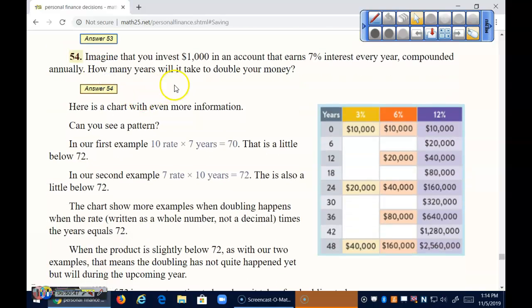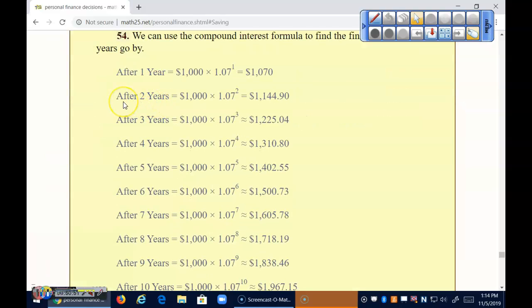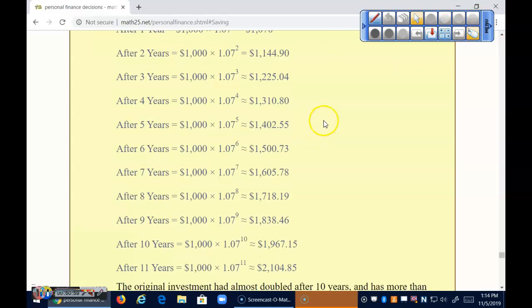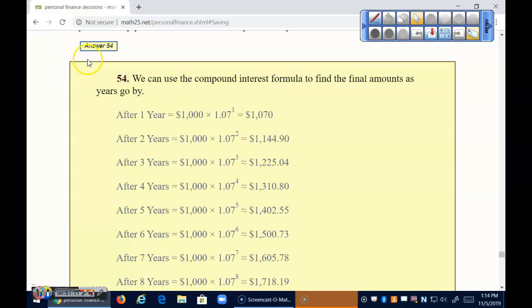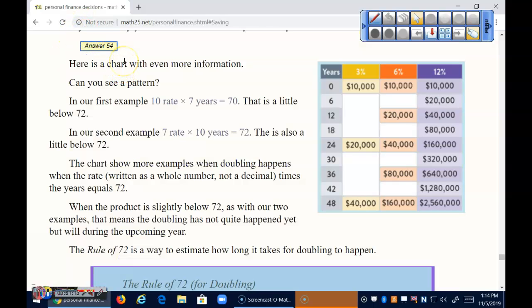I just don't want to do that many problems. If it was 7% instead, we could do the same kind of thing. Now it's 1.07 in each row. And we could do the formula all those times, and sometime after our 10th row, we will have doubled. Sometime during year 11. And so on. There's a little cute, colorful chart here that summarizes this.